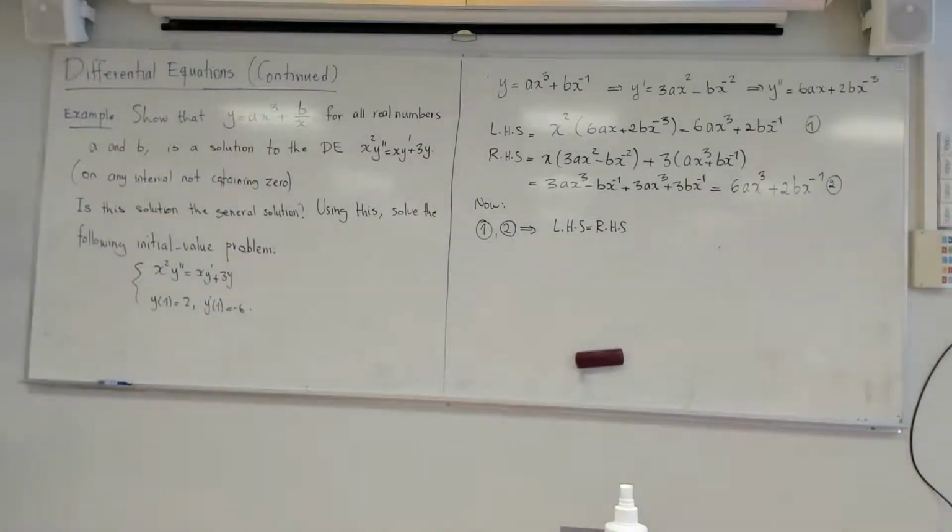And you see that this calculation is completely independent of the values of a and b. Whatever a and b are, the left-hand side is equal to the right-hand side, if, of course, x is not equal to 0.